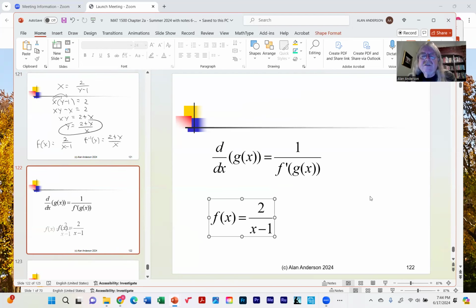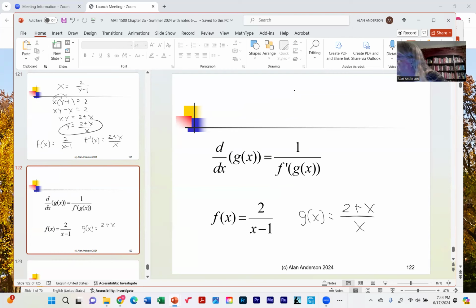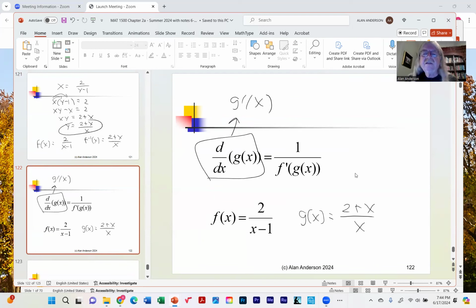So given that f of x is 2 over x minus 1 and g of x, in fact, I'll tell you what, why don't we double check this with the quotient rule? Is 2 plus x over x. So we want to know what is g prime of x. This notation is the same thing as g prime of x, by the way, just to make it clear. Okay, so it's telling us to take f prime of g of x.